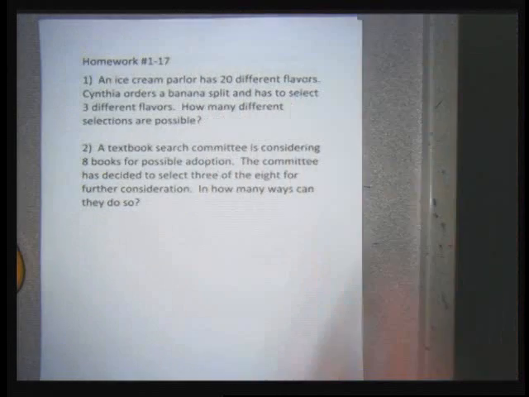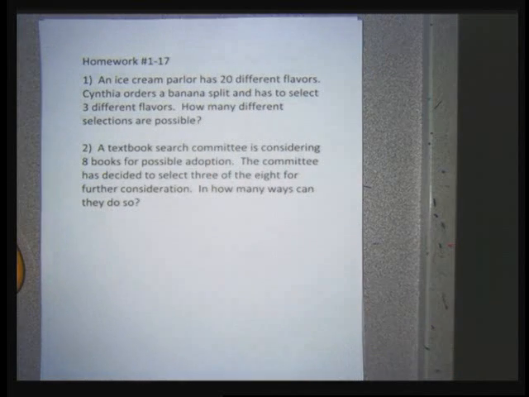All right, so now we're going to do homework. Each of the homework questions has kind of 2 parts. In the first half of the homework, each of the problems is supposed to be a combination problem, and we just have to figure the size of the group that we're selecting from and how many that we're selecting.